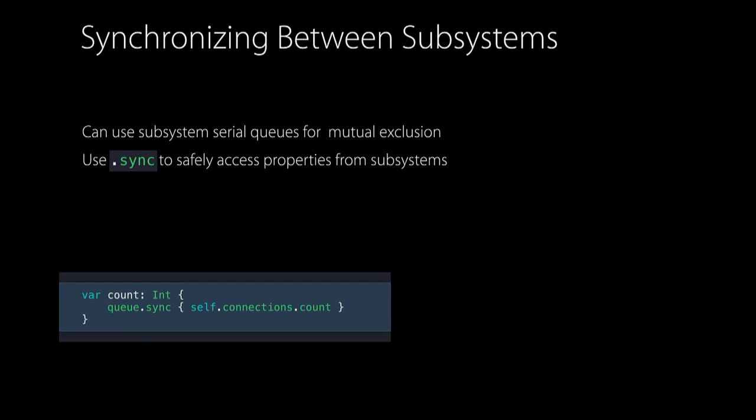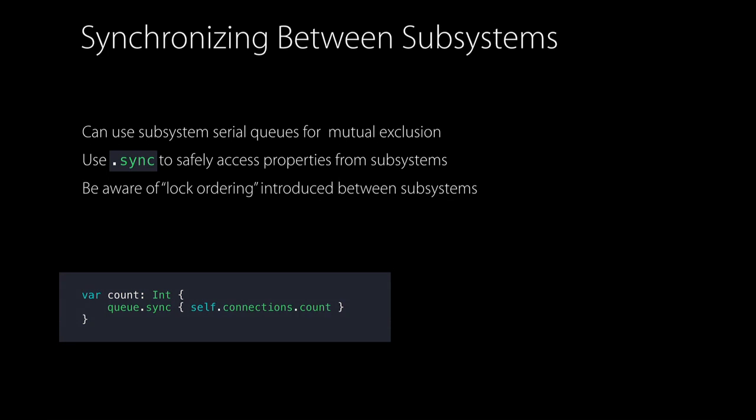You can use this to build very simple accesses that are thread safe, that access properties from your subsystem from other places. So for instance here, you can call qsync, and you can return a value out of qsync, and we will capture that value on the queue and then return it to you as that work item completes.